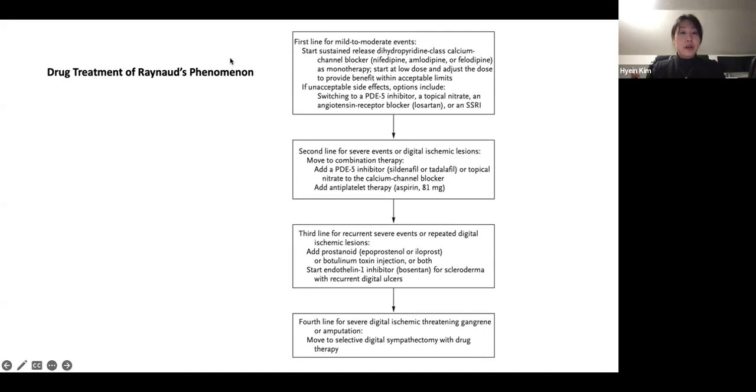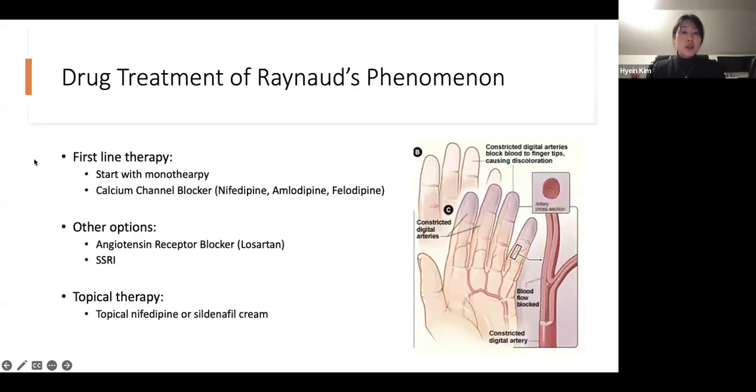Again, hard to say without actually seeing and doing the evaluation. But we're going to go through first line and second line and some of the more refractory cases. First line therapy, usually we start with monotherapy, meaning one medication at a time. Sometimes mild cases respond to one therapy well, but also we want to evaluate for side effects. So I don't want to start 2, 3 medications all at the same time. So typically start with one.